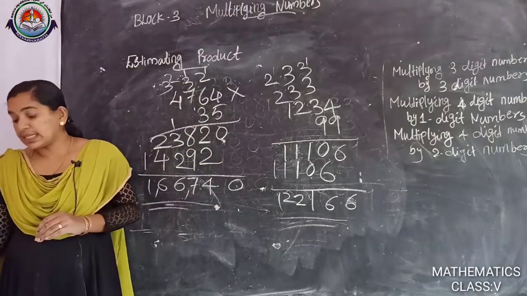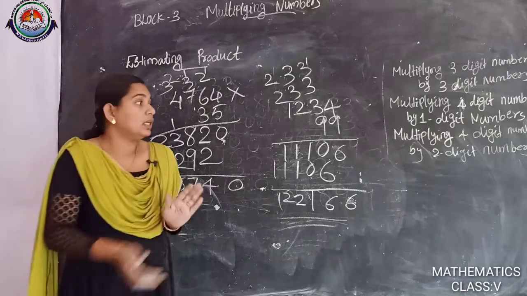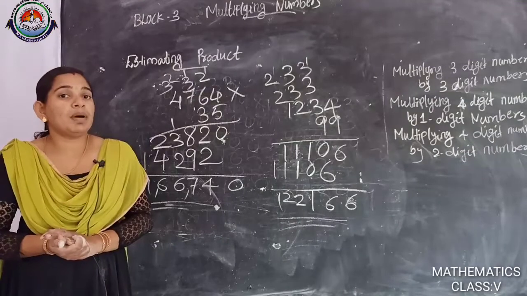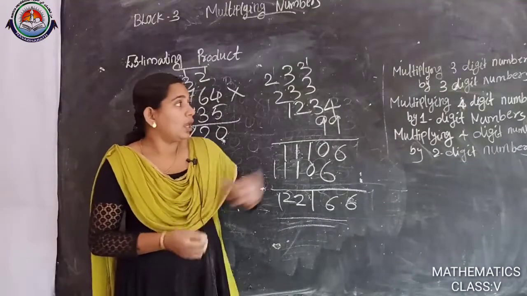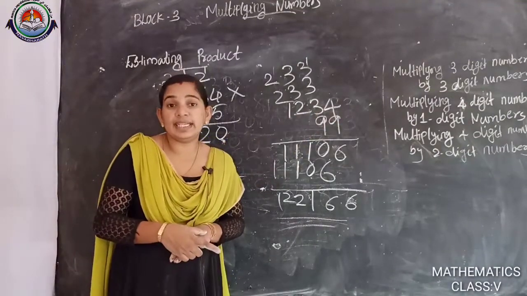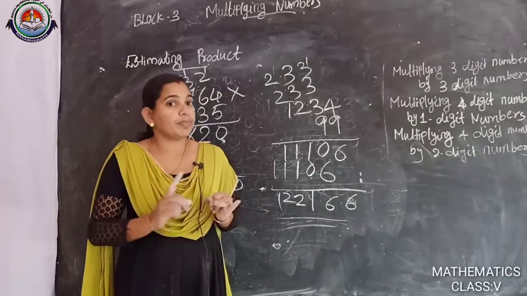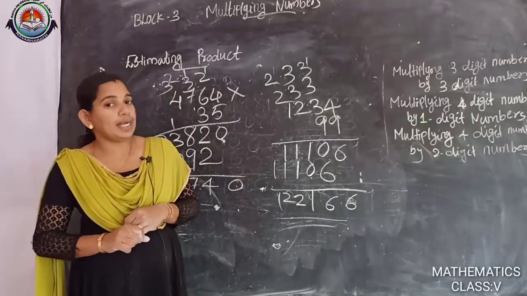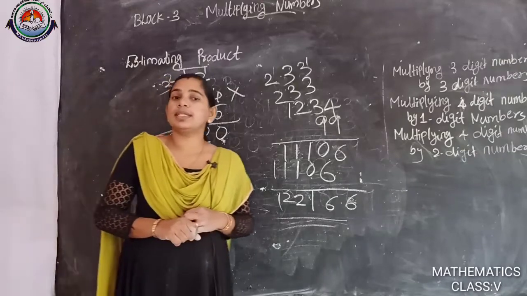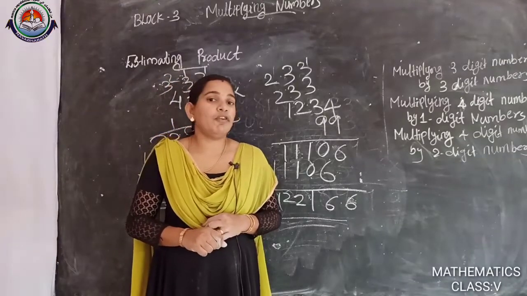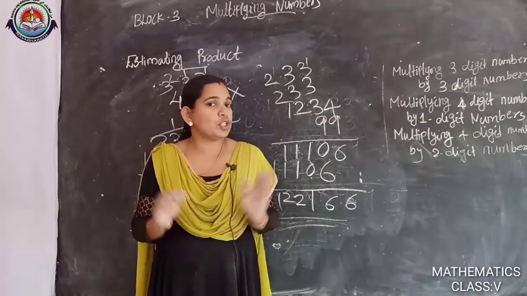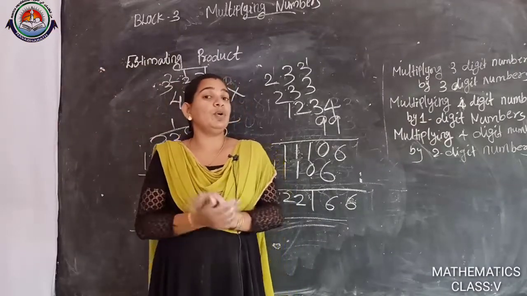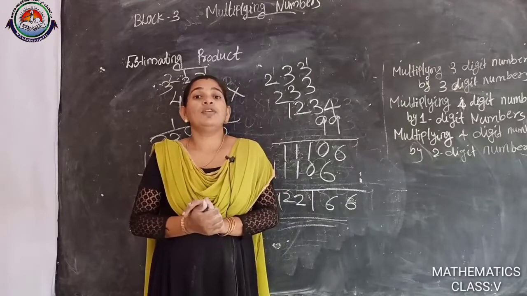Then the previous class questions also we are discussing. In this chapter we are studying multiplying numbers. First we are studying how to multiply 3-digit numbers by 3-digit numbers. Second, how to multiply 4-digit numbers by 1-digit number. Third, we are discussing multiplying 4-digit numbers by 2-digit numbers. Today we are discussing estimating product. How do you find the estimating product?